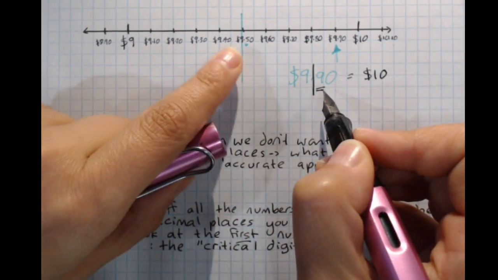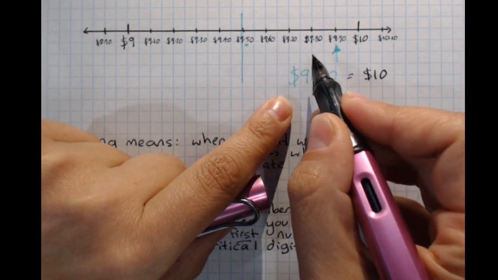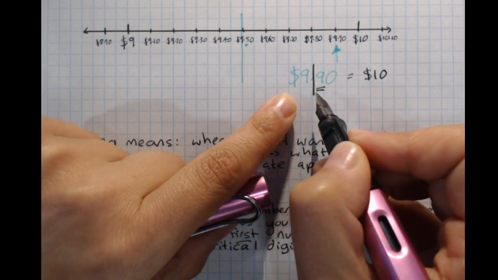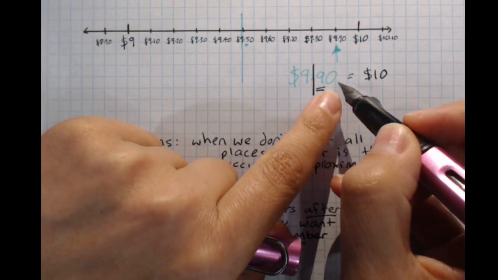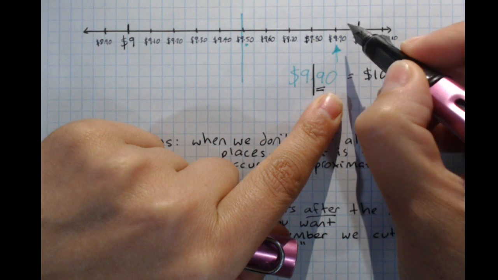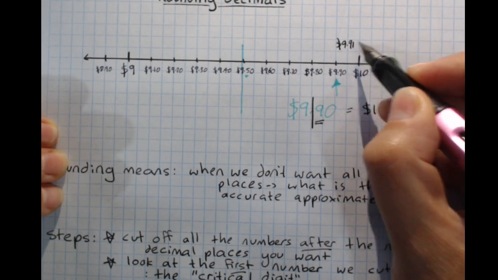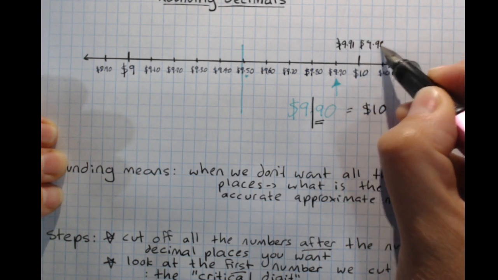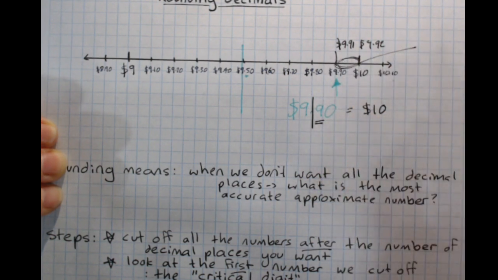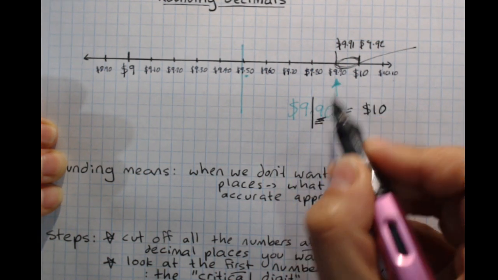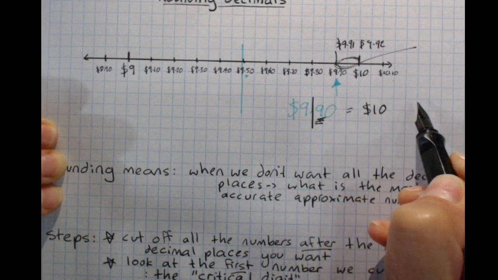If my critical digit was 4 or less, then my number should stay as just having cut off all those extra decimals. It's closer to 9 than 10. All the other digits don't matter because everything in here, this has $9.91, $9.92. That all fits, all the way up to $9.99, all fits in this range. It's that first thing we cut off, the 90 cents, that says, hey, we're really close to $10. The following digits, no matter how many they are, don't matter.